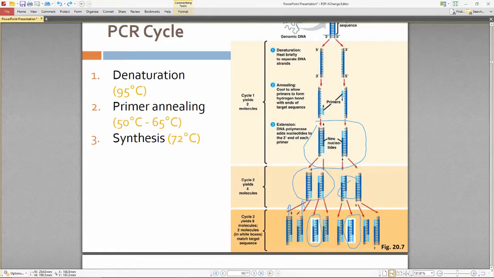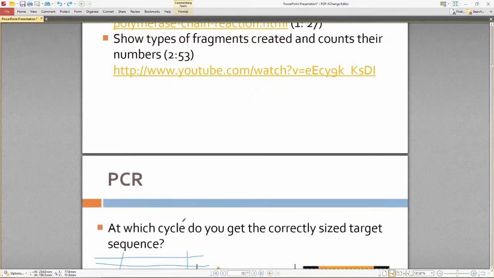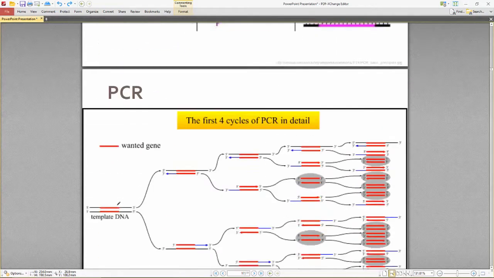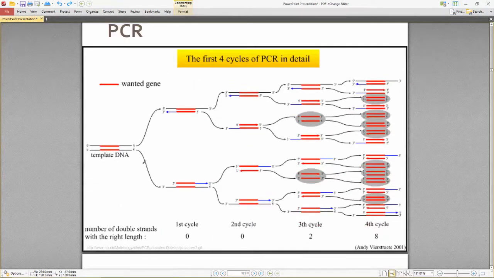And all these other ones will eventually end up creating the matching sequences. It's just that at cycle 3, we have 2 that are the correct length. So this is important to understand. At which cycle do you get the correctly sized target sequence?